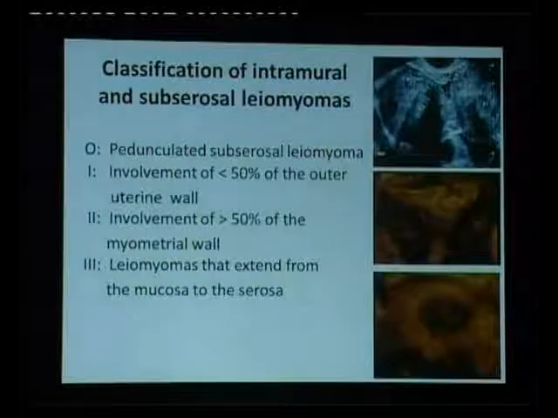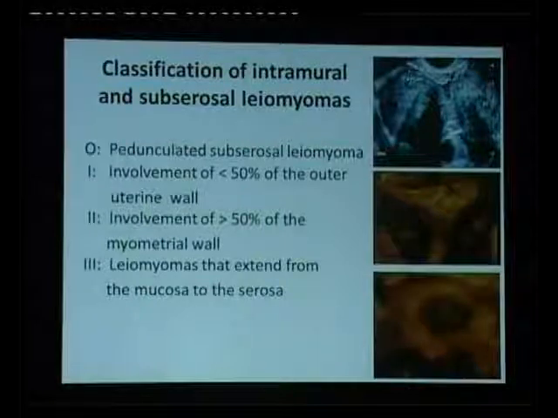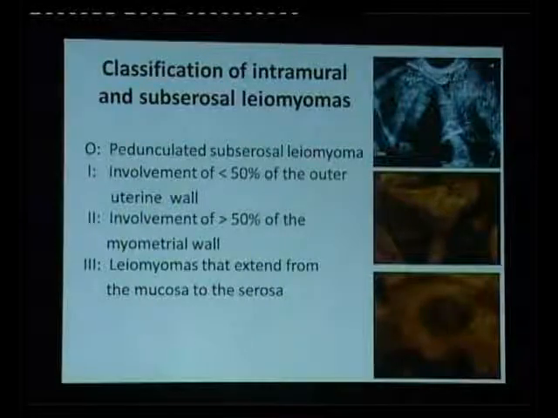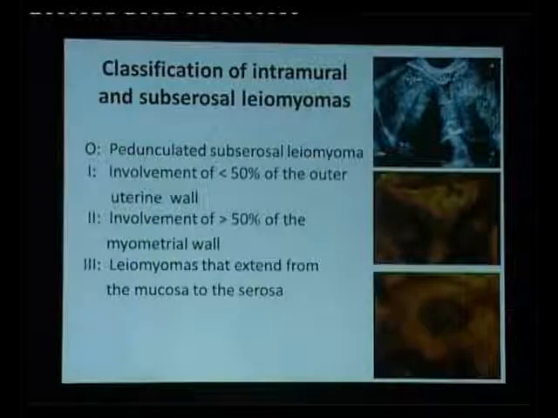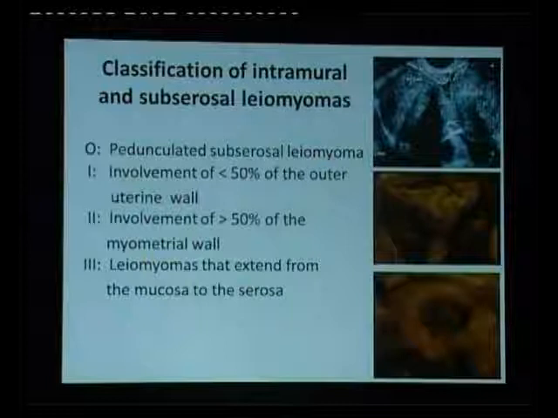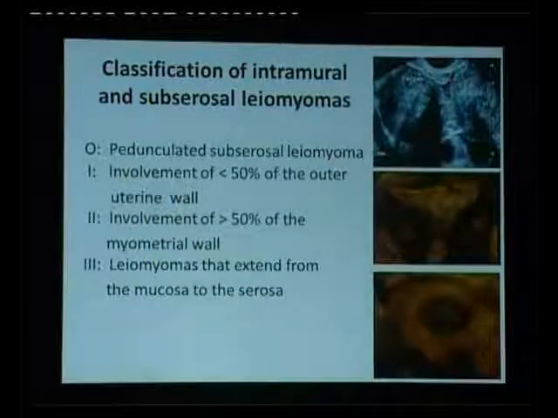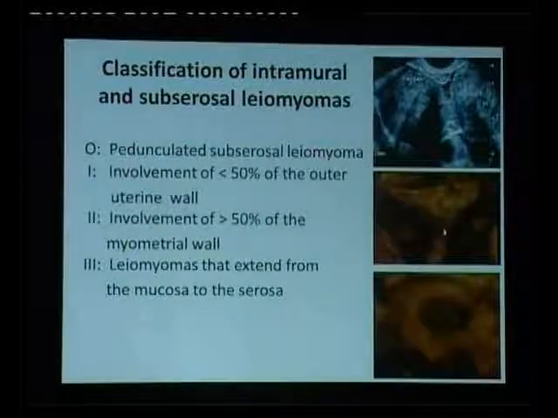Then involvement of less than 50% of the outer uterine wall, we'll say grade 1. Involvement of more than 50% of the myometrial wall is grade 2, and leiomyomas that actually extend from the mucosa to the serosa are grade 3. And many a times here 3D will definitely come to your rescue for looking at the accuracy of the diagnosis.